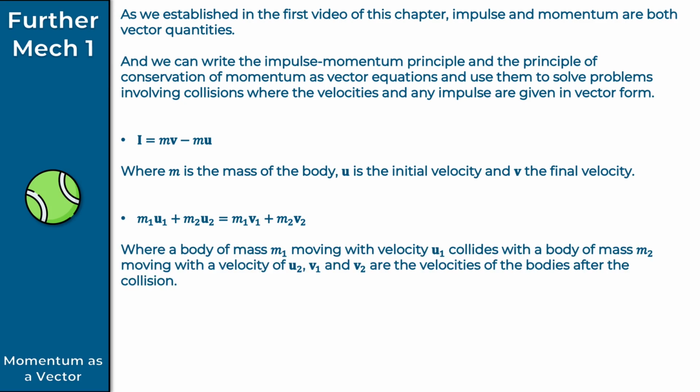So what we've got here then is a body of mass m1 moving with velocity u1 that collides with a body of mass m2 moving with a velocity of u2. And v1 and v2 here are the velocities of the bodies after the collision.